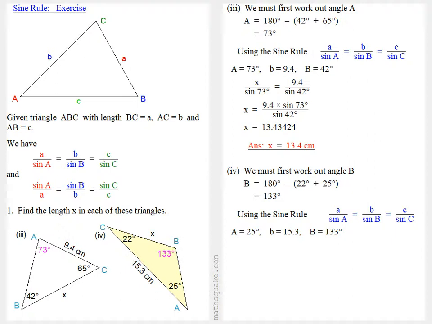So substituting it in the formula, x over the sine of 25 is equal to 15.3 over the sine of 133 degrees. Multiplying both sides by sine of 25 degrees, we get x is equal to 15.3 times the sine of 25 over the sine of 133, which we can put in a calculator and get x is equal to 8.841221. Well, rounding it off, that gives us x equals 8.8 centimetres.